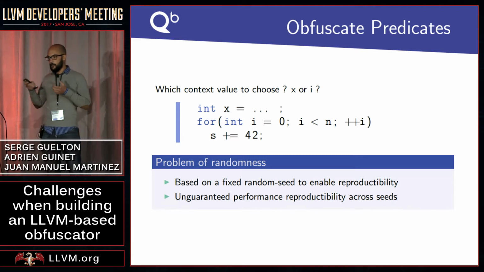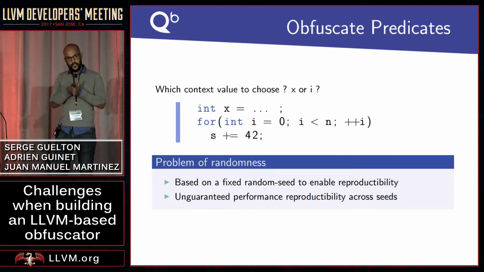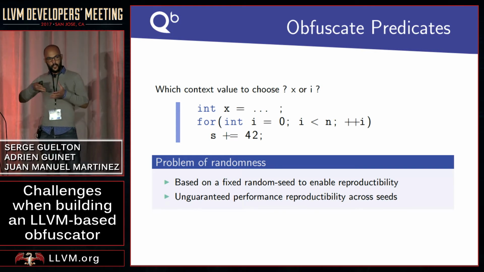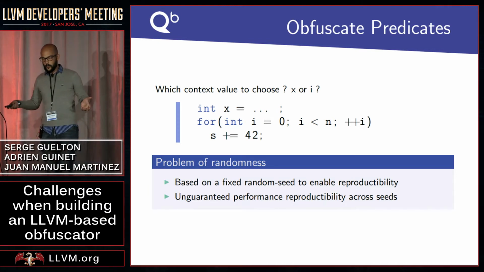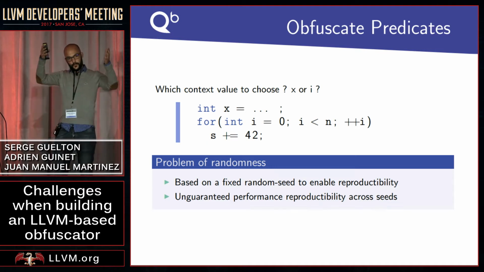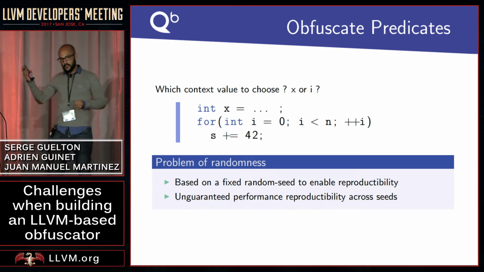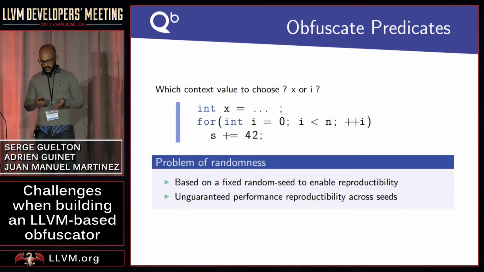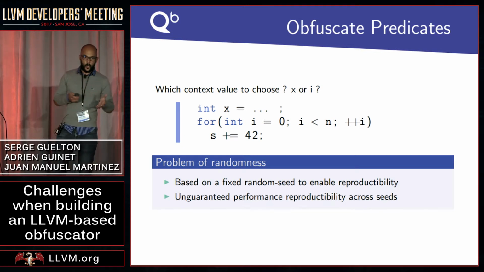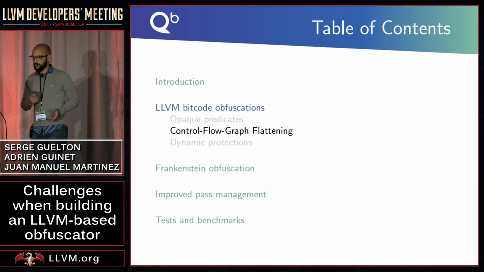However, we have to fix a random seed at the beginning of the compilation such that we can reproduce the generated source code. But notice that if we pick X, the loop invariant code motion will be able to move the entire expression outside the loop. If we pick I, it won't. So across different seeds, we may get differences in performance. In some cases, huge difference in performance, because we may block or not different optimizations.